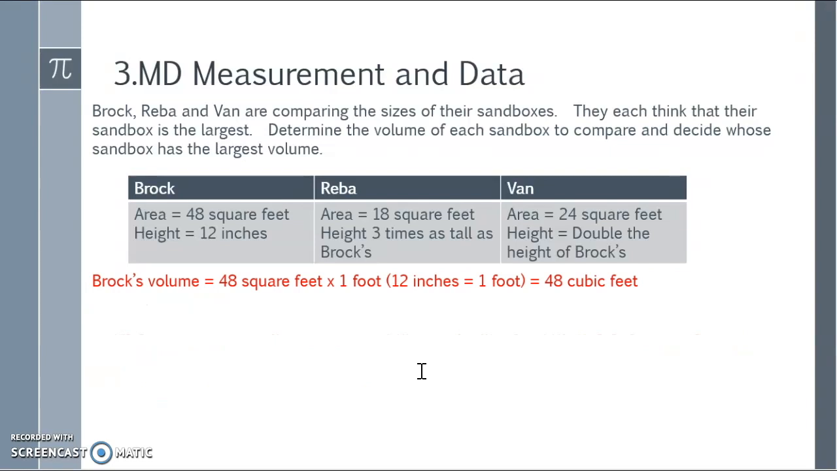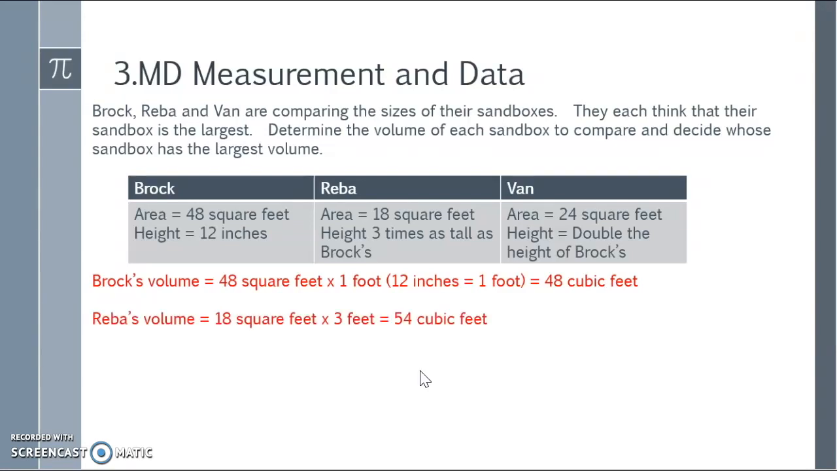So Brock's volume is the area times its height. His area is 48 square feet by 1 foot, because 12 inches is equivalent to 1 foot. If we used 12 inches, we would get a number that is significantly higher. So it's important for students and for you to remember that we have to convert from feet to inches or inches to feet, whichever way, and keep it the same throughout so that we can compare apples to apples, inches to inches, those kinds of things. So 48 times 1 is 48 cubic feet, which is Brock's volume.